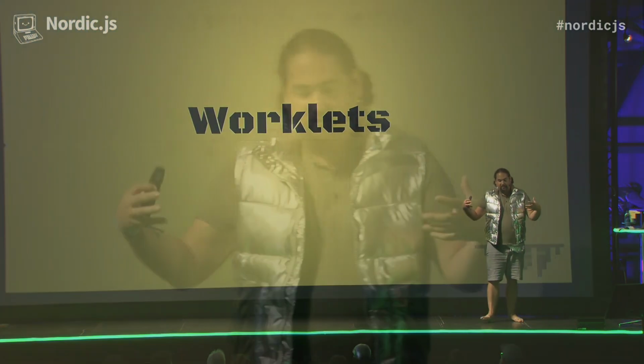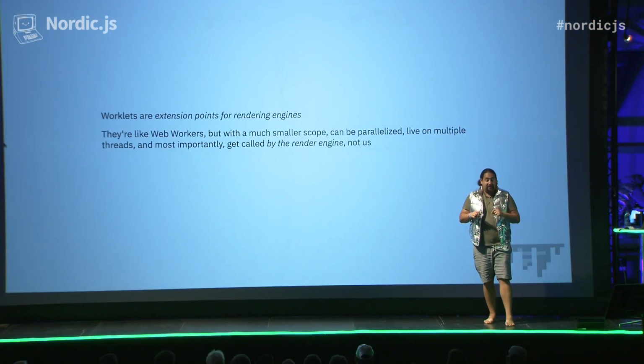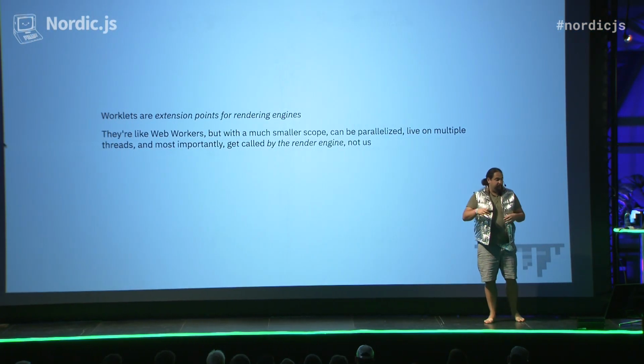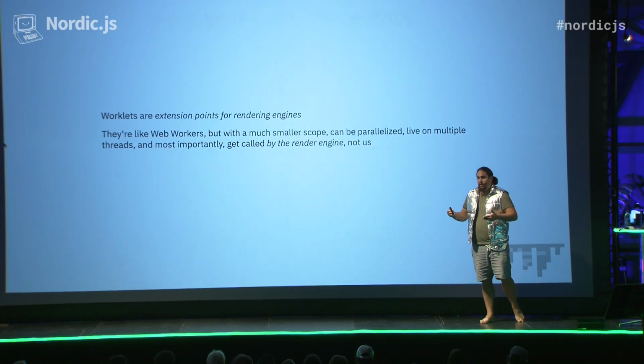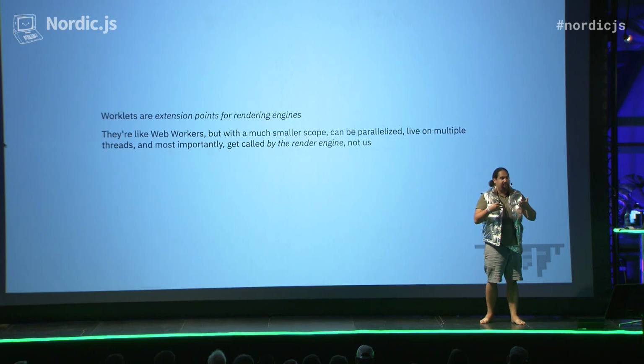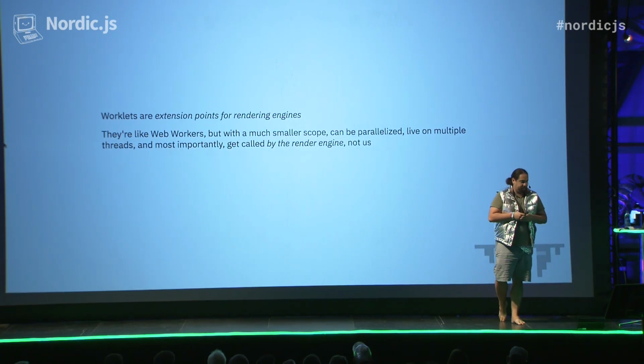First up, one of the two core building blocks of the Houdini APIs are things called worklets. So worklets are extension points for render engines. They're like web workers, but much smaller in scope, can be parallelized, live on multiple threads, and most importantly, we don't call them. The render engines call them. So we just kind of set up stuff for the render engines to call.